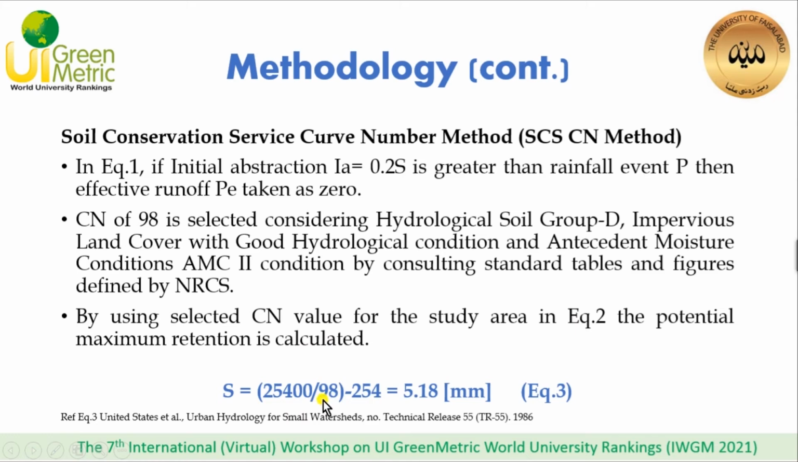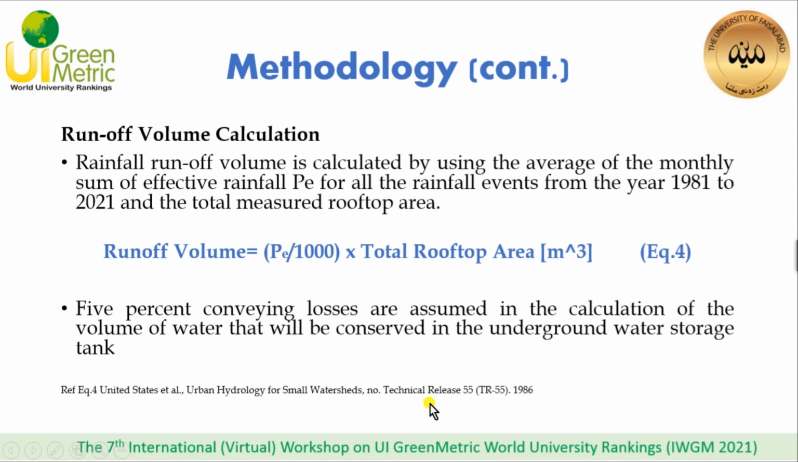The runoff volume was calculated using the effective rainfall depth, which we divided by 1000 to convert it into meters, and multiplied by the total measured rooftop area, giving our volume in cubic meters. Then we multiply this volume by 0.95 to get the final volume that we can conserve, because 5% conveying losses are assumed in the calculation.